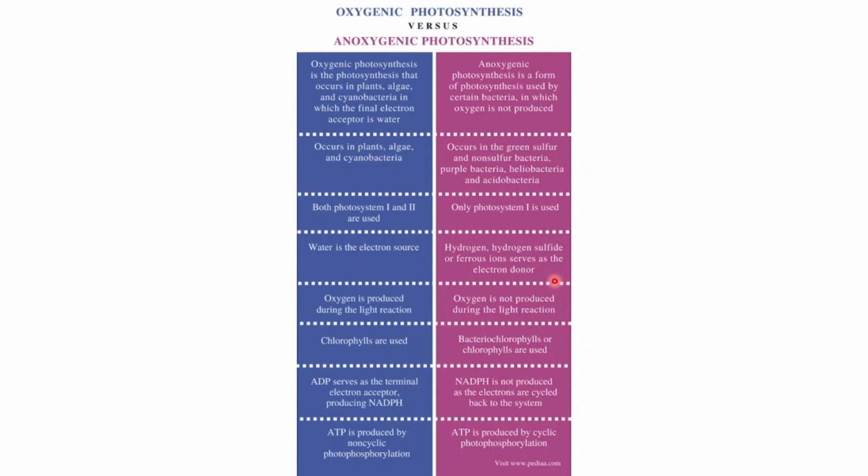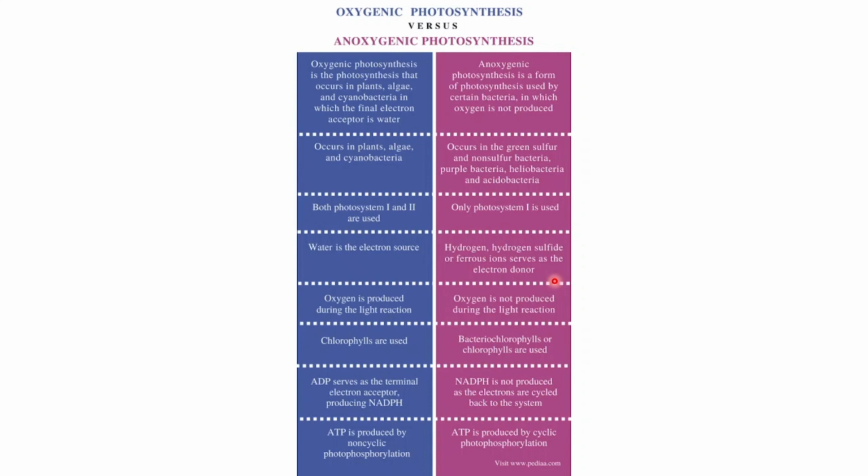In anoxygenic photosynthesis, it's used by certain bacteria, and oxygen is not produced. That's quite self-explanatory from the name. Where does it occur? The oxygenic one occurs in plants, algae, and cyanobacteria. For the anoxygenic one, it occurs in green sulfur and non-sulfur bacteria, purple bacteria, heliobacteria, acidobacteria, all these.